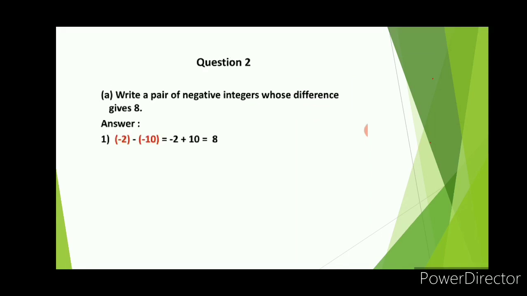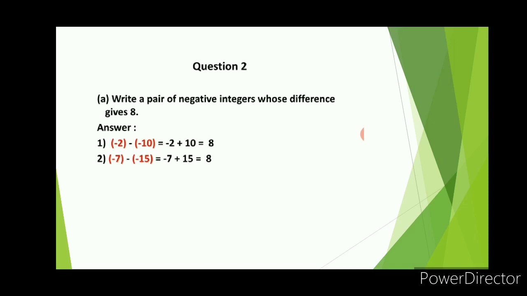Let's see the answer. -2 minus -10. See, two negative numbers we have selected. In between them a minus sign, because here the question is whose difference. Okay, so minus into minus is plus, -2 plus 10 is equal to 8. Opposite sign we subtracted, it gives 8. Next, another pair, -7 minus -15. Here also minus into minus becomes plus 15. So -7 plus 15 equal to 8. Copy down. Any pair. If you want, both pairs also you can write, and you try with some other number.